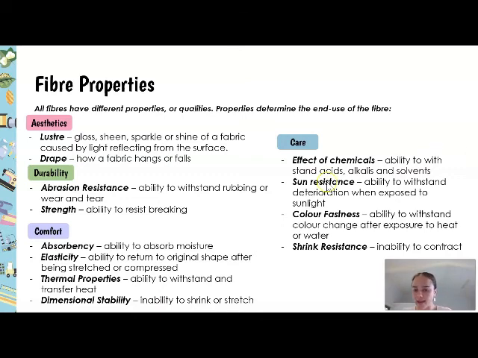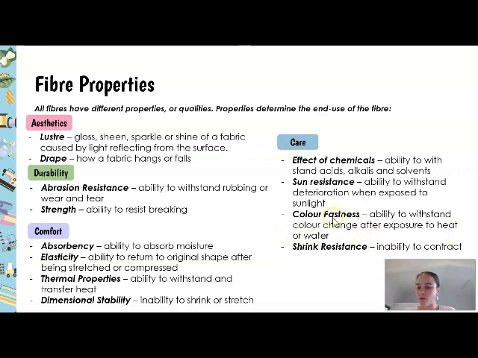Okay, you got care. So effective chemicals, ability to withstand acids, alkalis, and solvents. Okay, so that's a chemical test. So it could be a bleach test. It could be, like I said, a salt water test. Sun resistance, ability to withstand deterioration when exposed to sunlight. Okay, that's pretty self-explanatory. Color fastness, ability to withstand color change after exposure to heat or water.